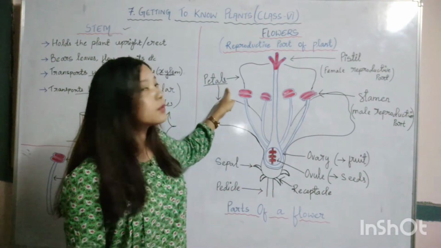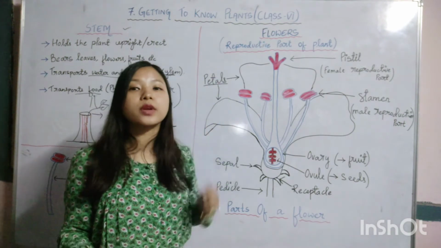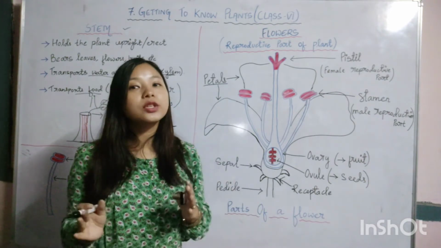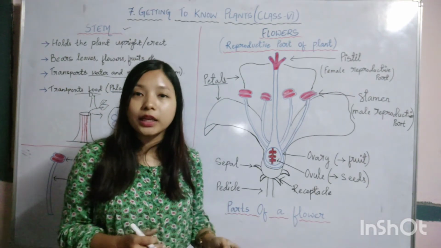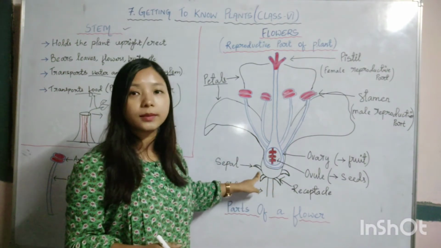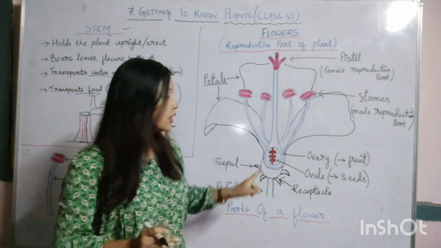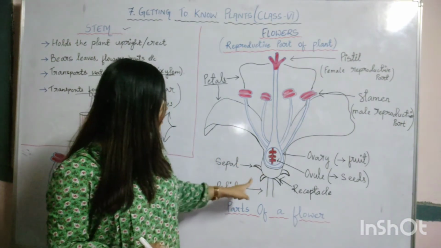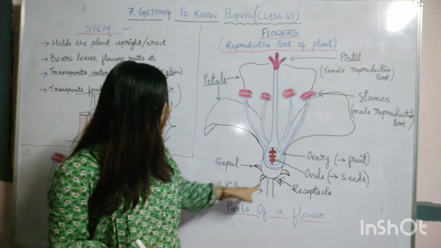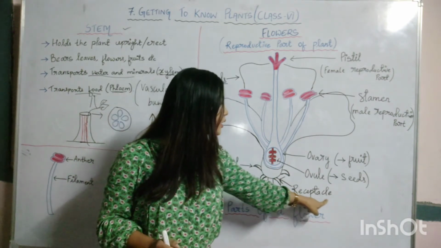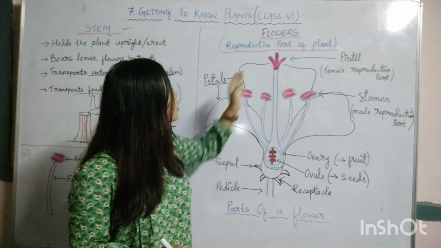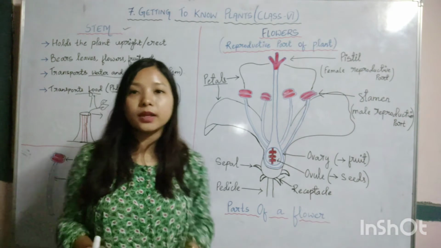The function of the petals, which we have discussed, is mainly to attract insects, which helps in the reproduction of the plant, particularly for the process of pollination. Then these small leaf-like structures at the bottom which hold the petals together are called sepals. The stalk which connects the flower to the plant is known as the pedicle, and the joining part is the receptacle. Now let's have a deeper look at the pistil and stamen.